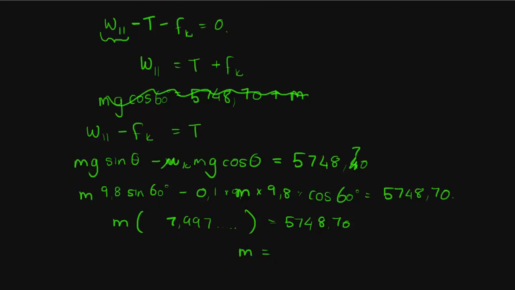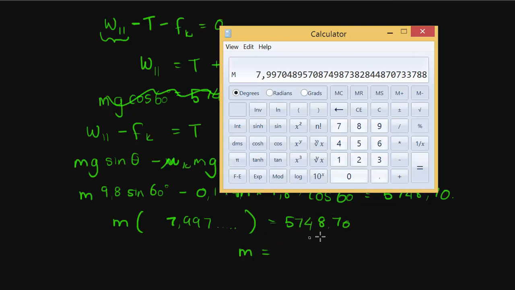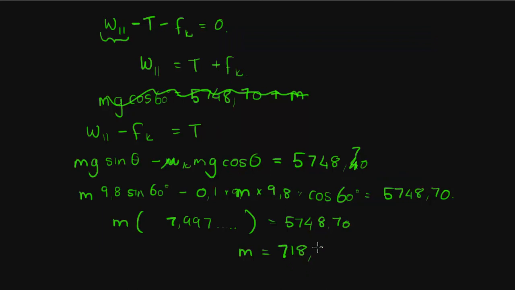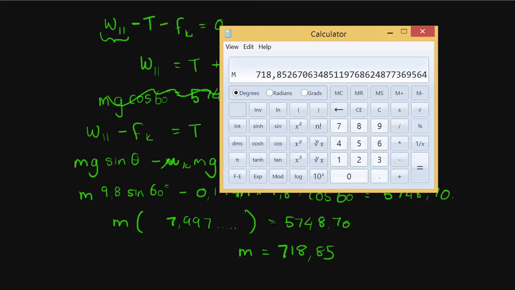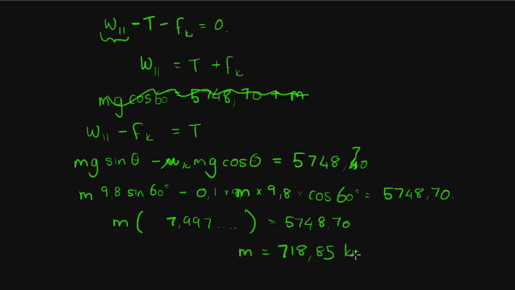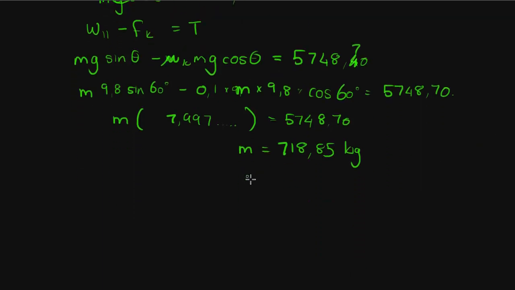And so now I'm going to take this and divide by that number. So 5748,7 divided by that value is equal to 718,85. Is that correct? 85, there we go, kilograms. That's the mass of my object.